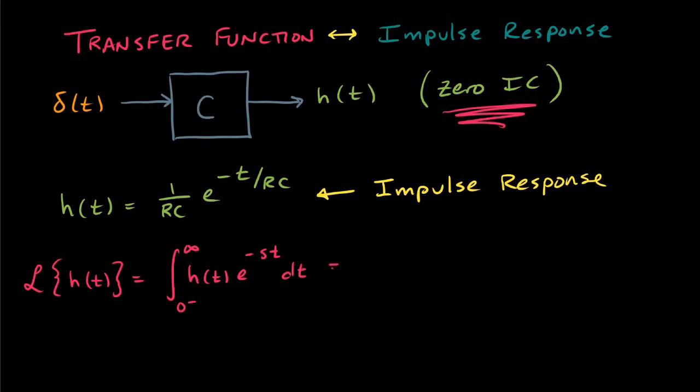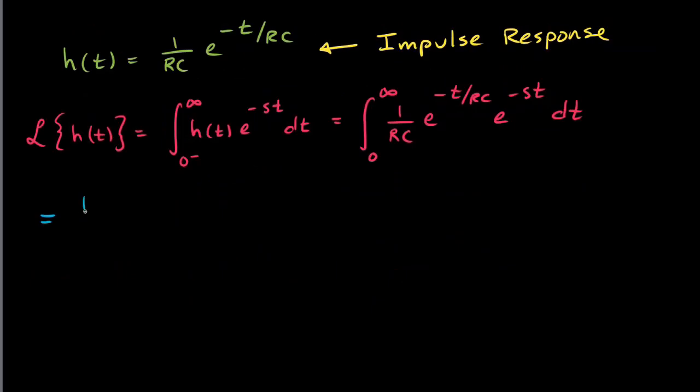dt. Okay, so carry on, then that's going to be the integral from 0 to infinity of 1 over RC times e to the minus t over RC times e to the minus st dt. I'm going to pull the constant out in front, 1 over RC, and then I've got times the integral from 0 to infinity. Now I'm going to combine the exponents here. So I'm going to have e to the minus, s plus 1 over RC, and then times t, and then dt.